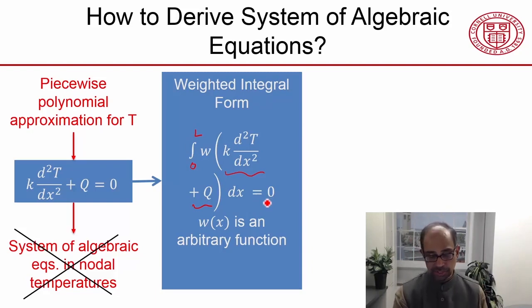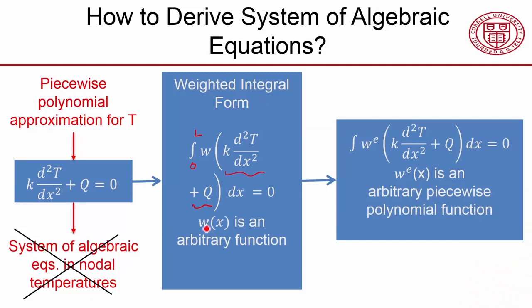The exact solution is going to satisfy that for any arbitrary W. But once I've assumed a shape for the temperature, there's no way I can satisfy this for any arbitrary function. So what do I do? I say, you know what? I won't satisfy this for any arbitrary W. I'll satisfy it for one particular shape of W.